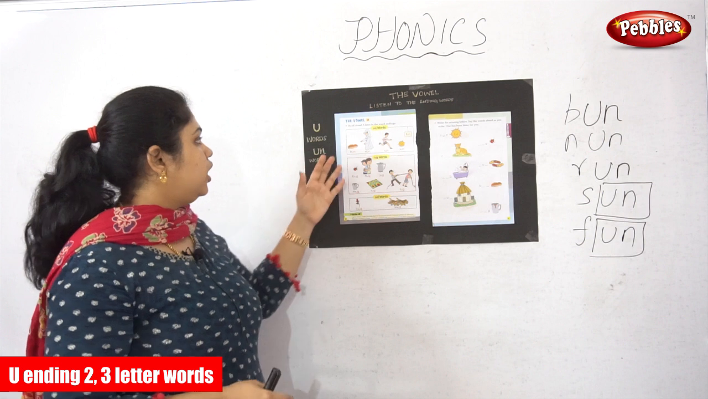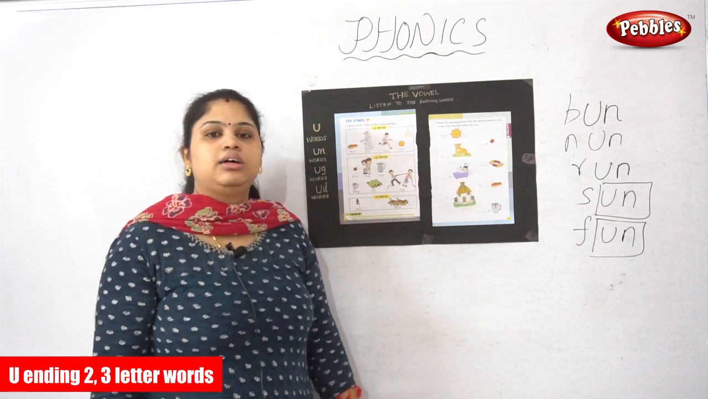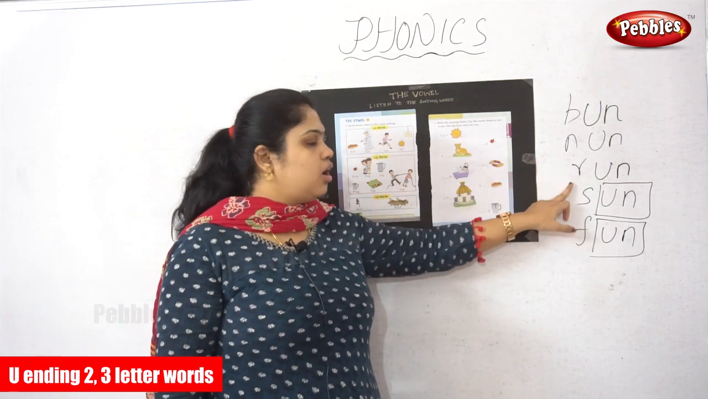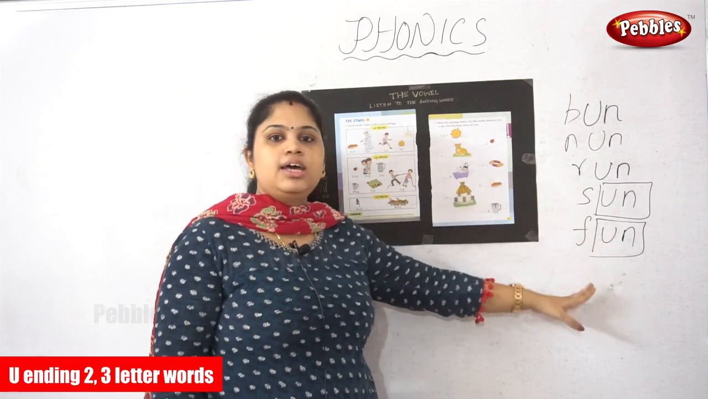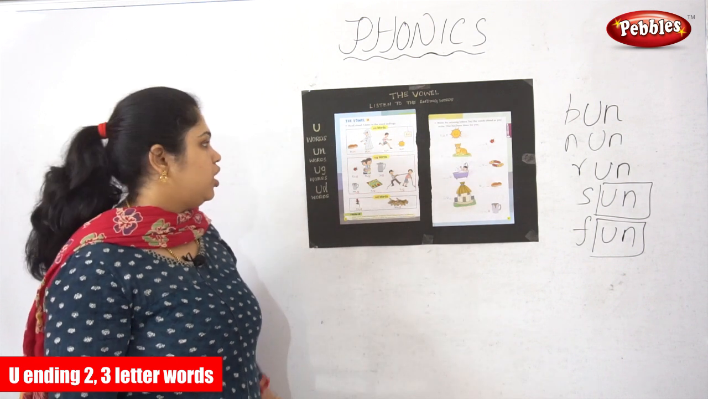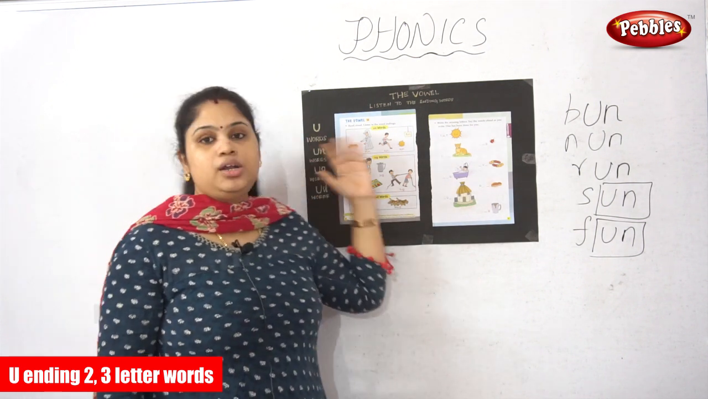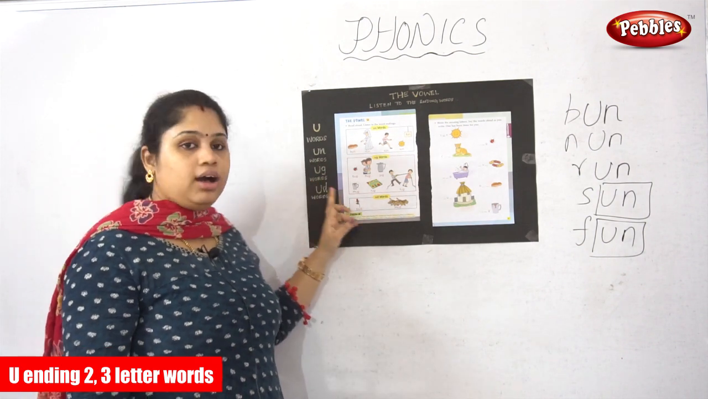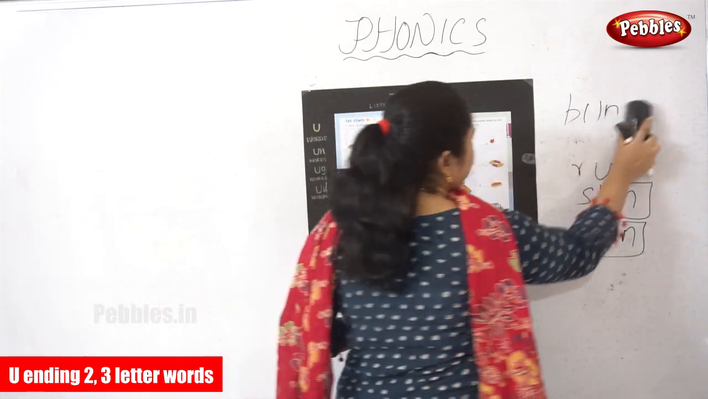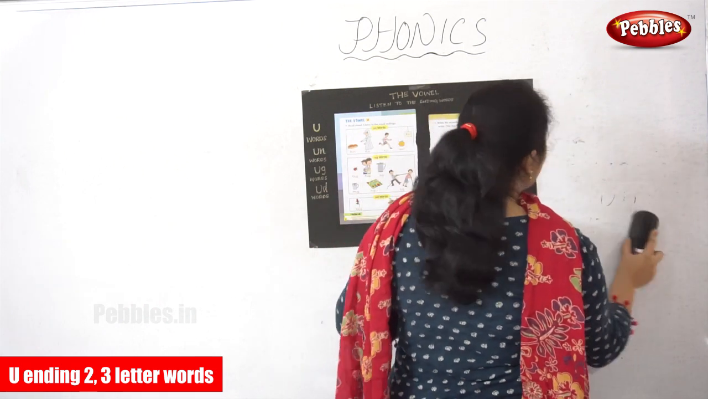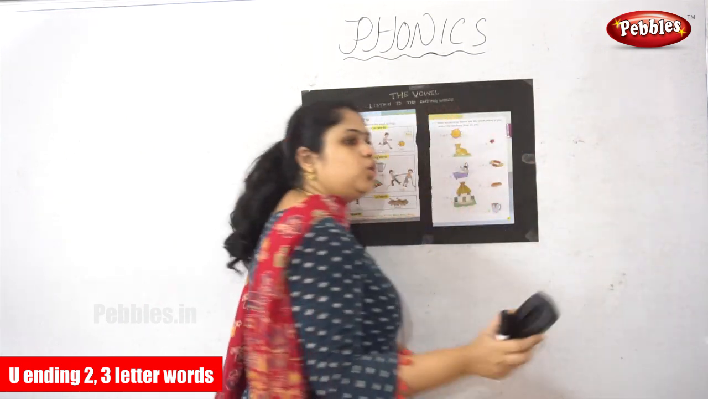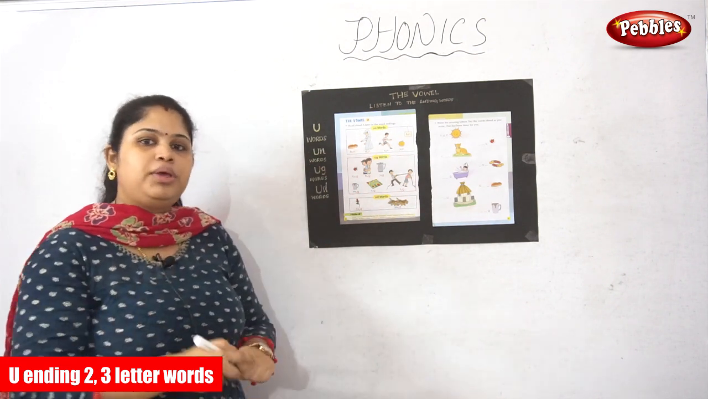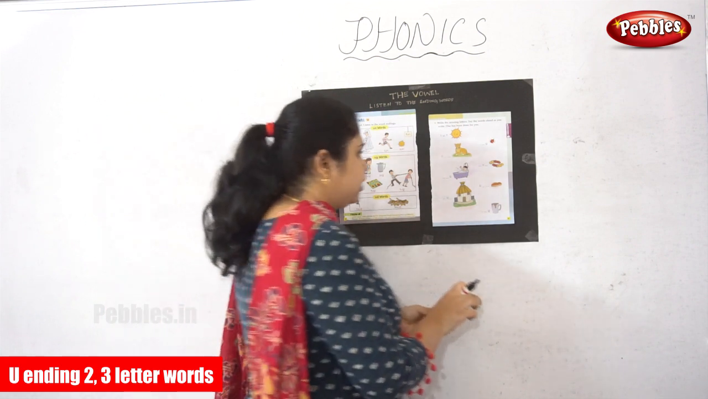Okay, so what are the words we have seen ending in the un sound? Bun, nun, run, sun and fun. Okay, so we have finished the un words. Next we are going to move to the ug words. Whenever the u sound is there, each and every time the u sound will be a short u.